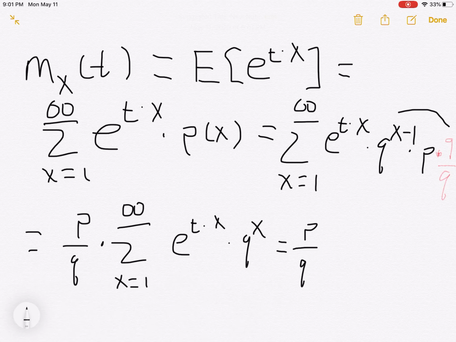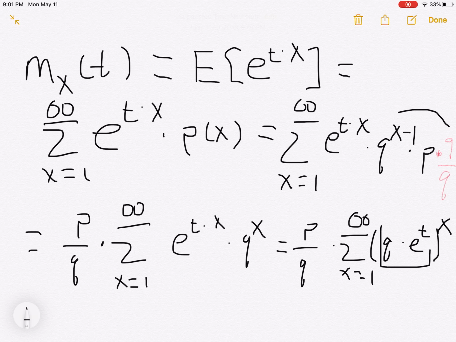P over q times the summation from x equals 1 to infinity of q times e to the t raised to the x. After all, they both have x in their exponent. I can simplify them like that. And notice that this is a geometric series. So we'll call that R.